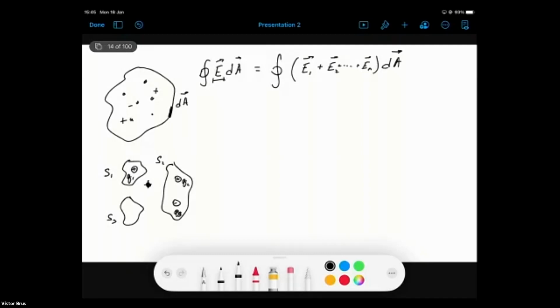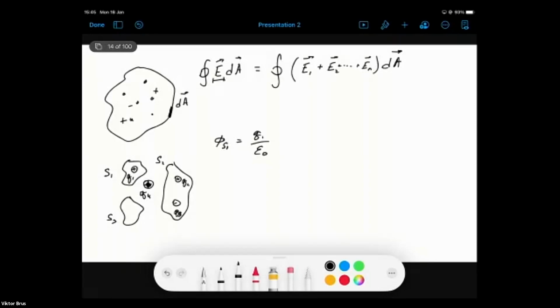plus Q4 outside. So what can we tell about this? Electric field flux through surface 1 will be equal to Q1 divided by epsilon 0.